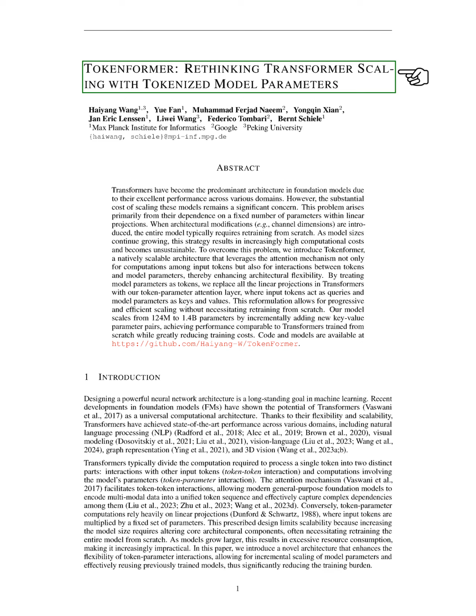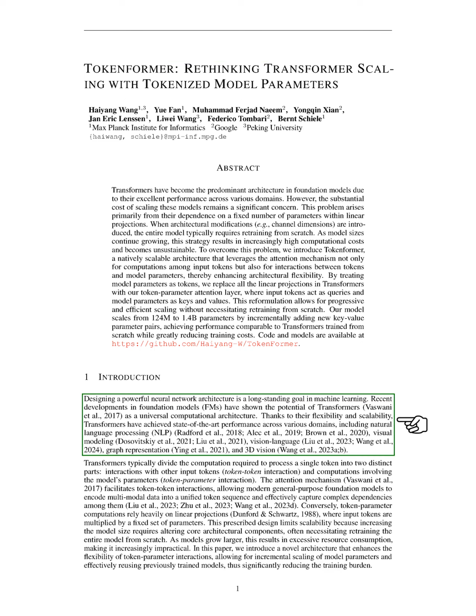Section: Introduction. In this section, we discuss the design of a powerful neural network architecture, which has been a key goal in machine learning. We highlight recent advancements in foundation models, particularly the effectiveness of transformers as a versatile computational framework. Their adaptability and scalability have led to top performance in various fields, such as natural language processing, visual modeling, and more.